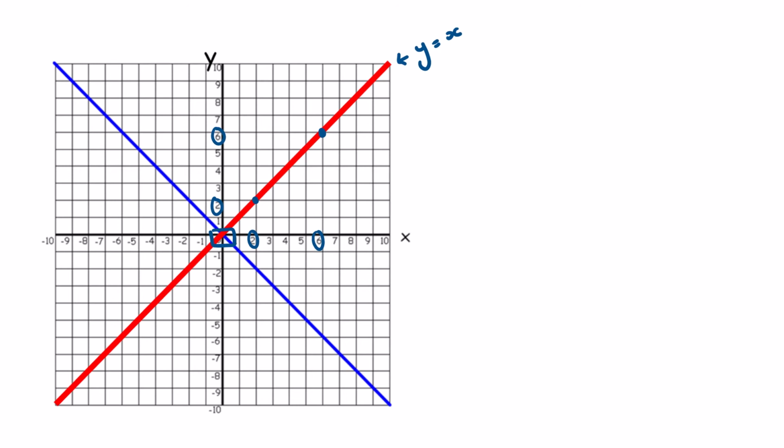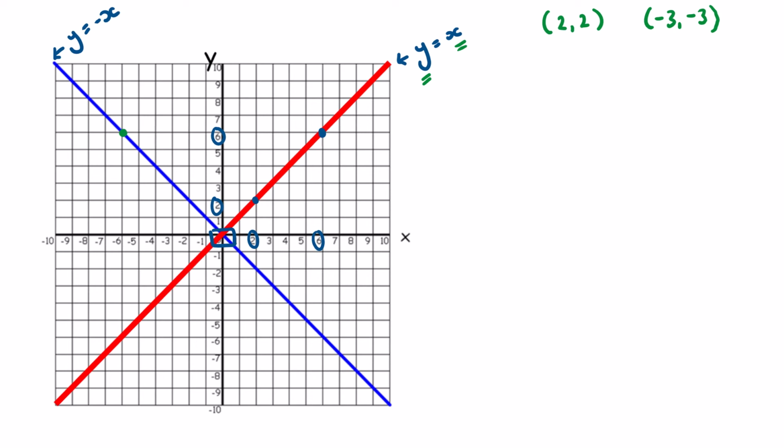That's why it's called the y equals x line, because when you look at a pair of coordinates, they will always be identical numbers. The other line you need to know, very similar but it slopes the other way, it has a negative gradient, is the line y equals -x.